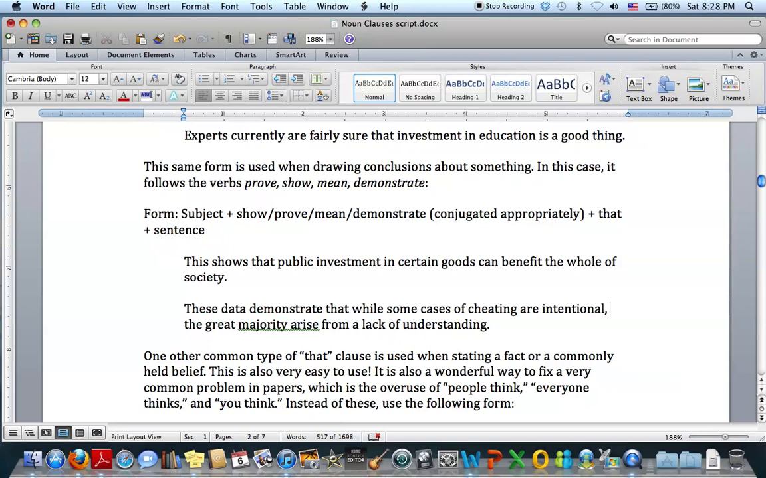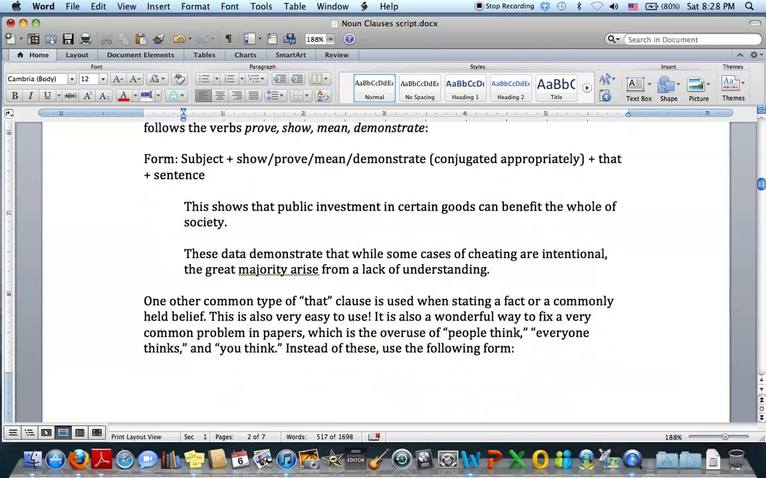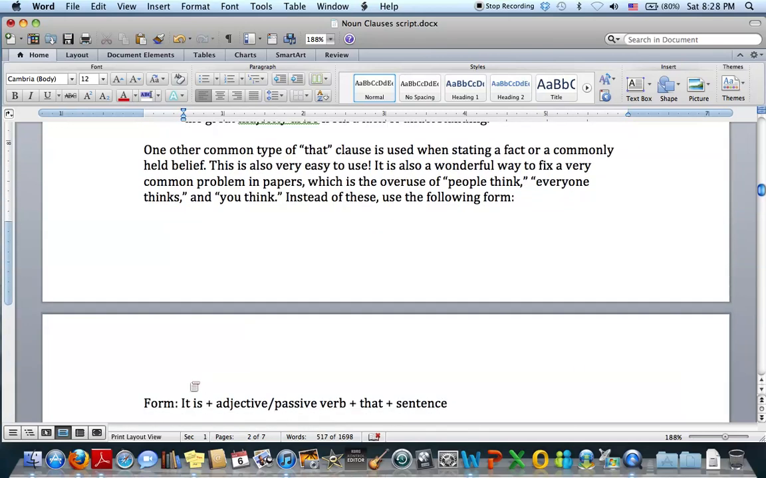Instead of that, what we can do is this. So here's our form. It is plus an adjective or a passive verb. Now when I say adjective here, we're talking about an adjective predicate, but the "is" is back here. So just think of it as we put an adjective in. Or we could use a passive verb.